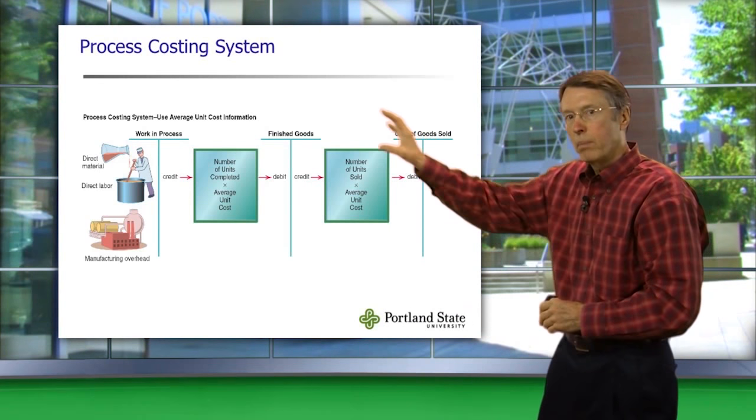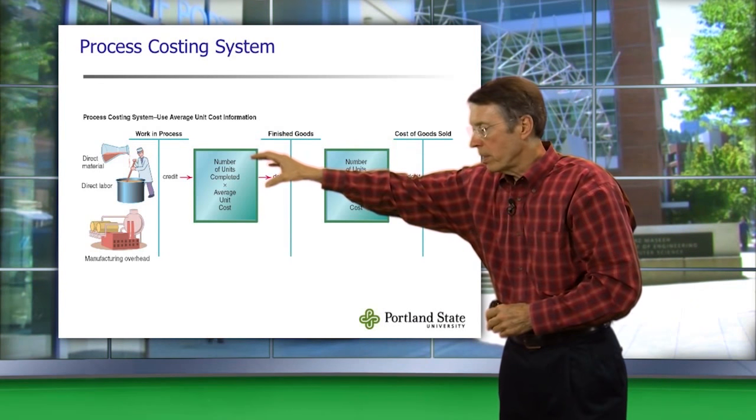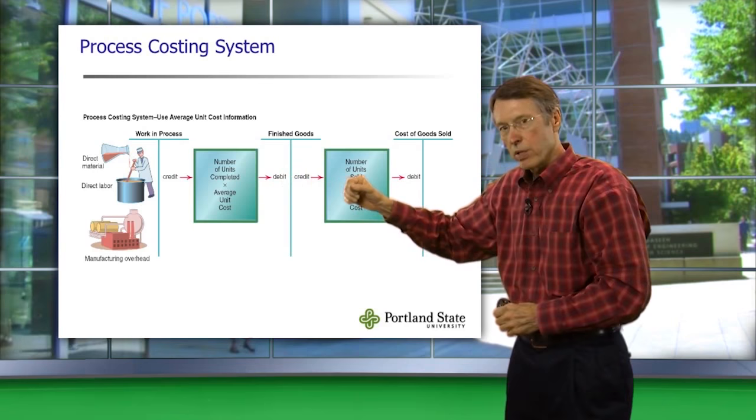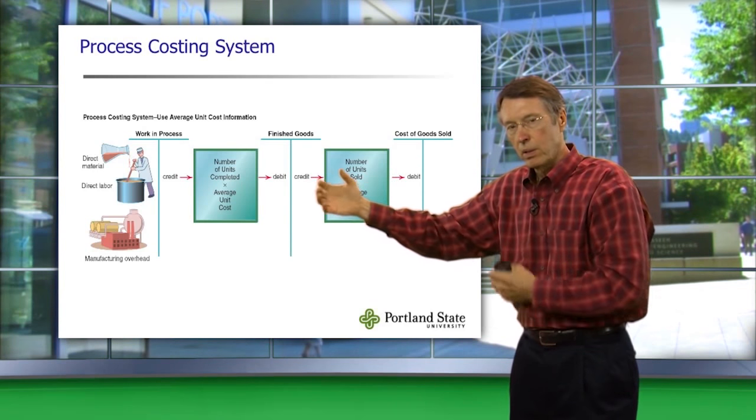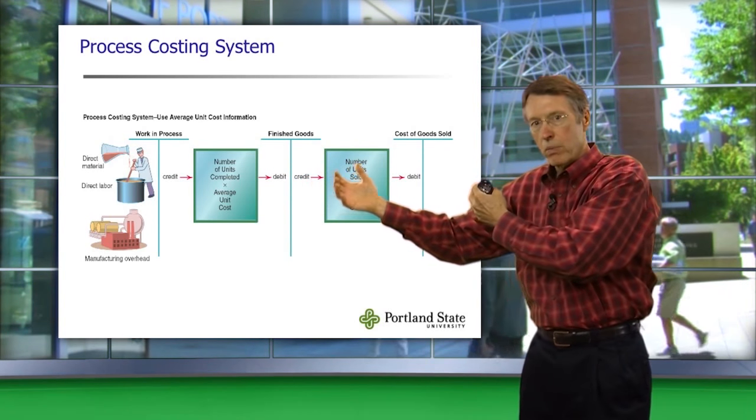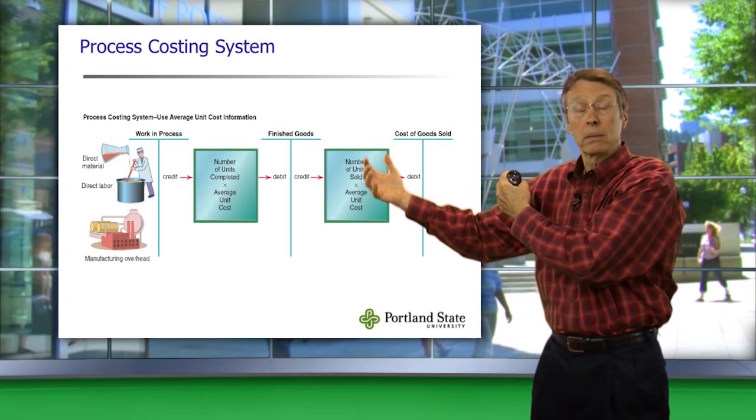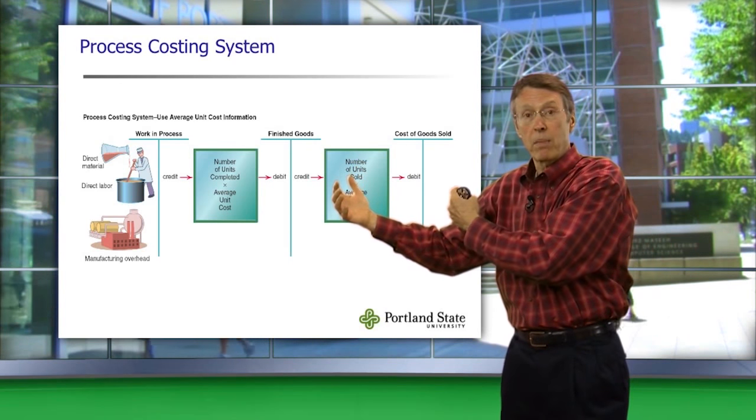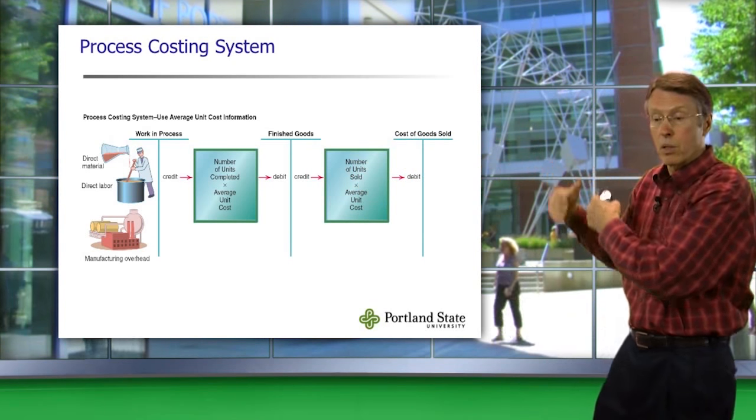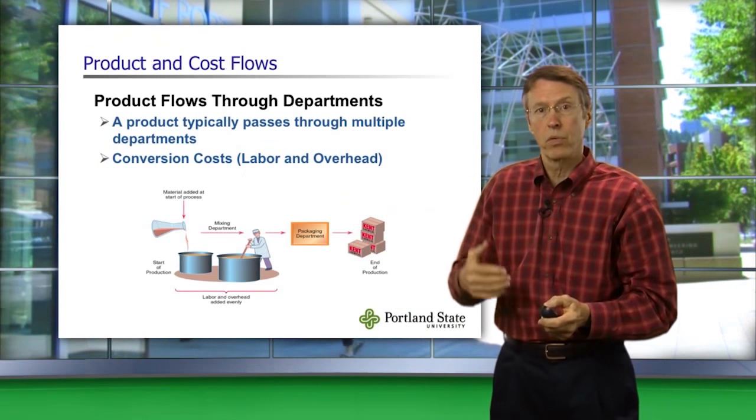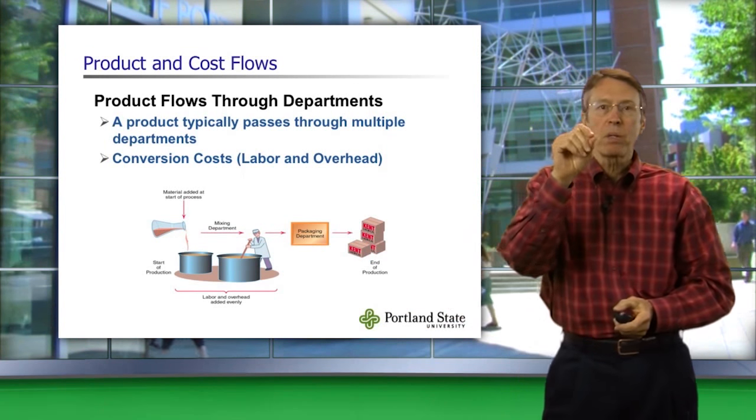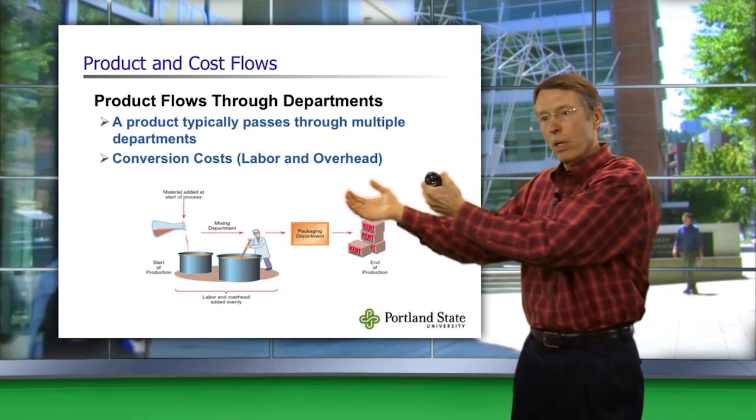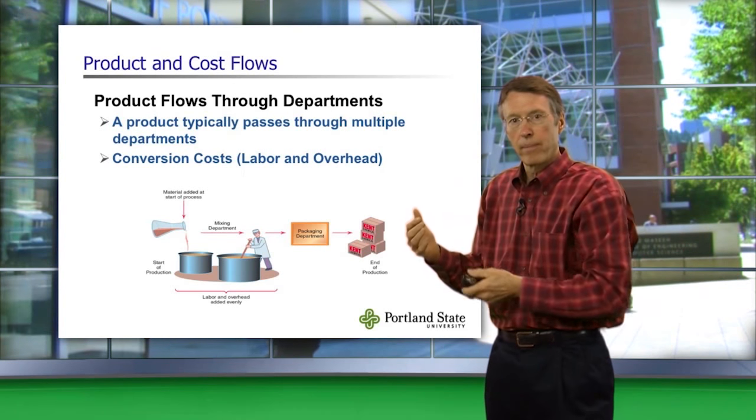So we move from applying the material and applying the labor in some kind of continuous fashion, think of it as liquid that's coming into the process, is completed partially, and then the goods are sold. And the costs flow through the system. As the product flows through departments, the cost flows with it.